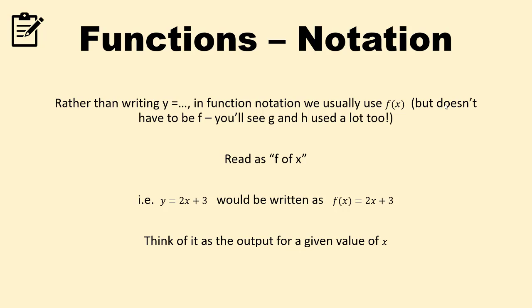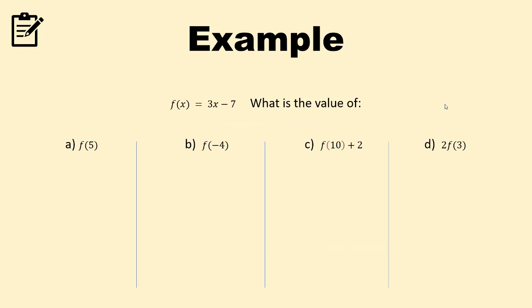Think of it as the output for a given value of x. So we've seen examples of function machines, but here we're writing in terms of f of x is equal to 2x plus 3. So let's have a look at some examples. So we have f of x equals 3x minus 7. What is the value of f of 5? Now here you simply substitute the value 5 into the function 3x minus 7.